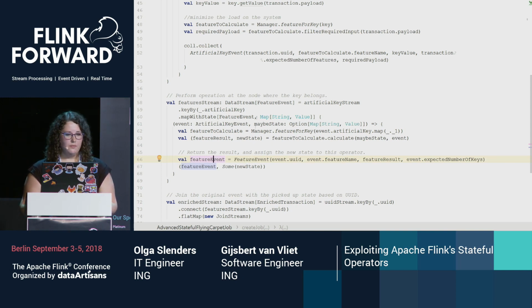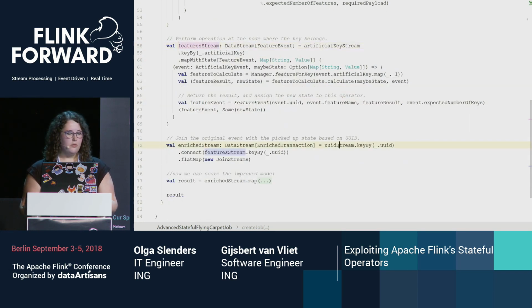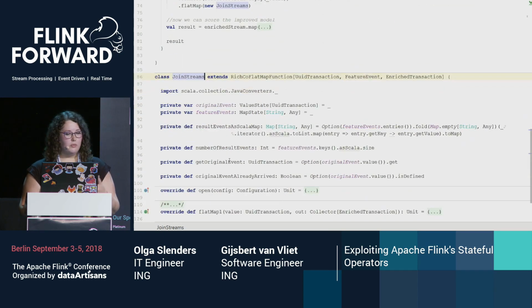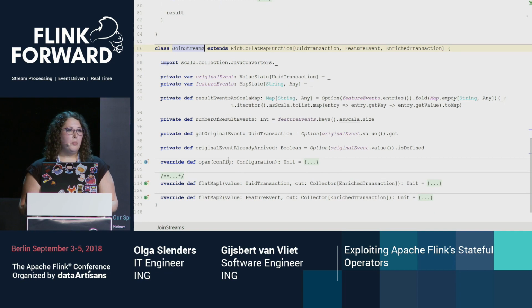So we have a stream of features, and we have also the stream of original events uniquely identified by a unique identifier. We have to connect them. We do it in a pretty similar way as we have done before. We key both of the streams by unique identifier, we connect them, and we are using a flat map to join the streams. The joining is also a rich flat map function, pretty much the same as we have used before.